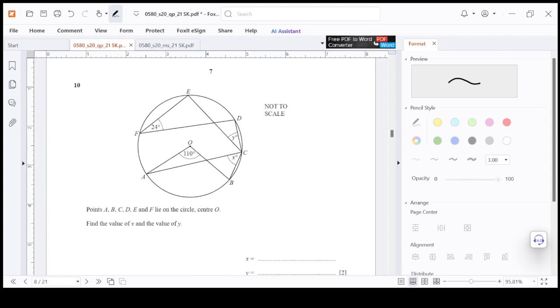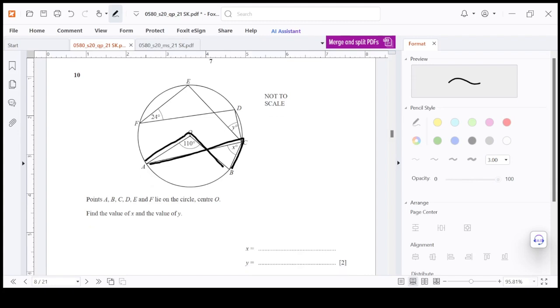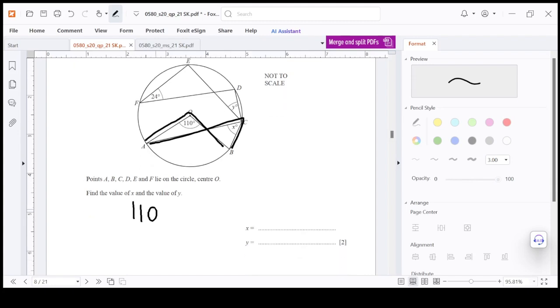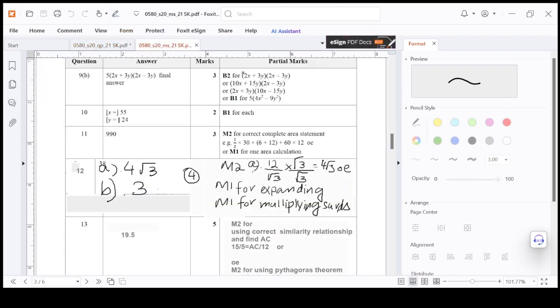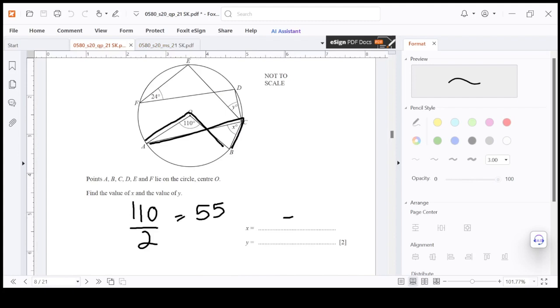Okay. Next is points A, B, C, D, E, and F lie on a circle with center O. Find the values of x and y. First is angle at the center is twice the angle at the circumference. So all we have to do is 110 divided by 2, which is I believe 55. Let's check. Yes, it is correct.